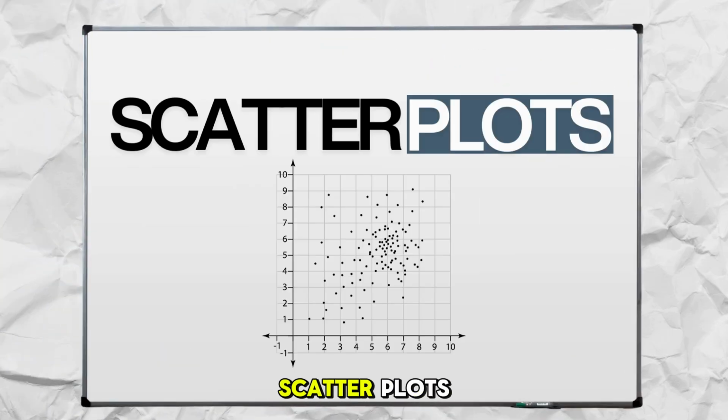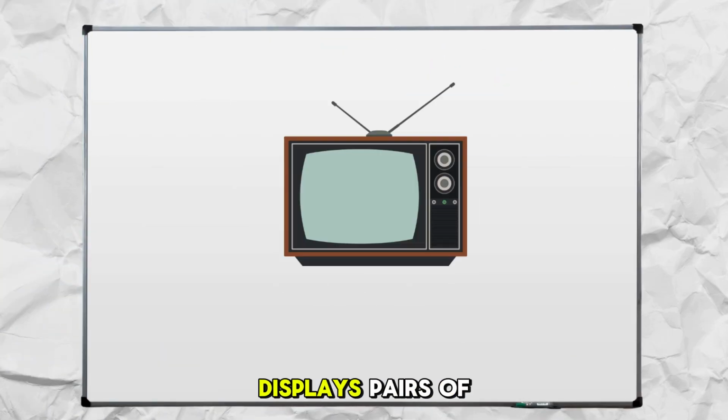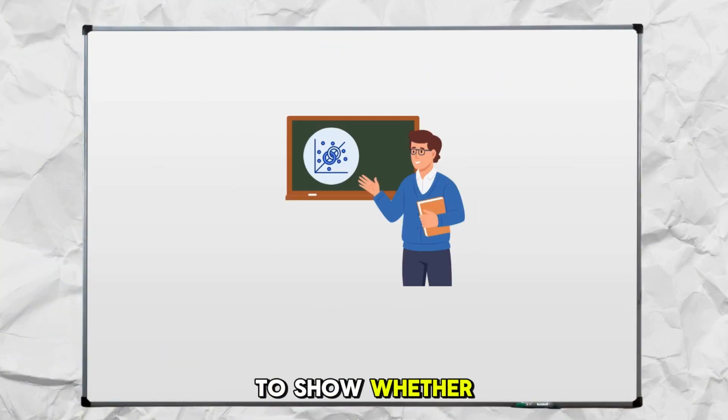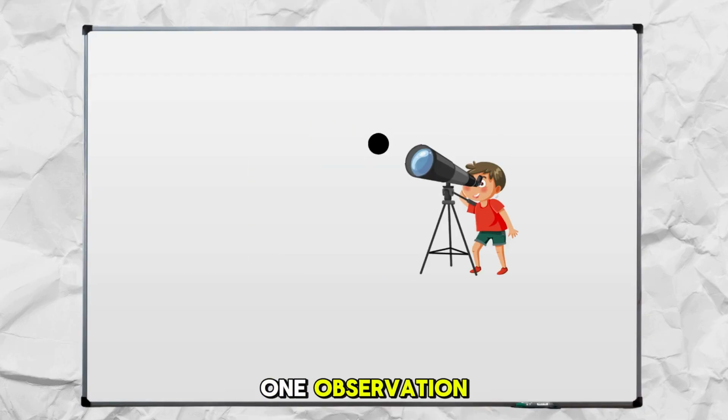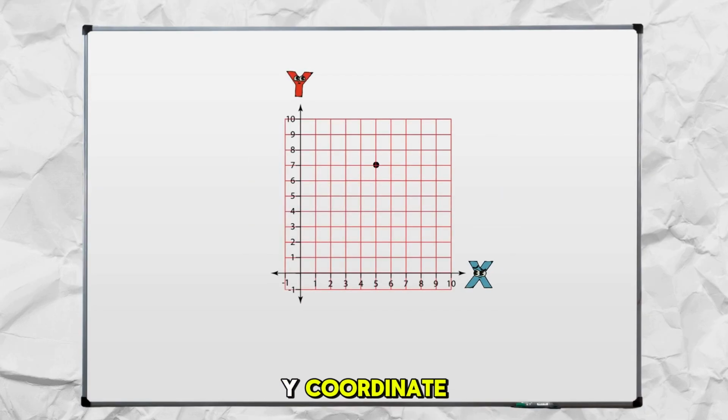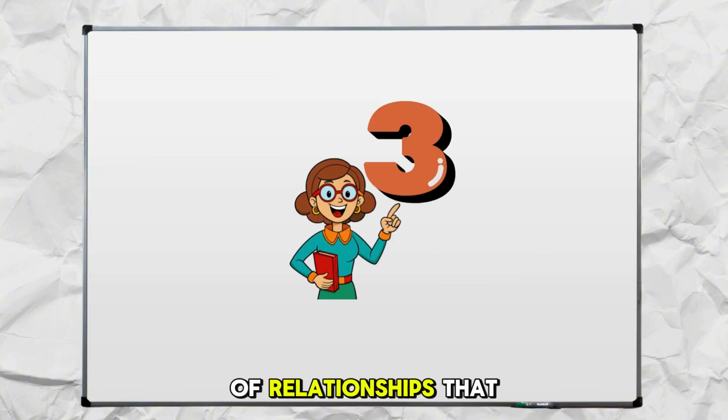Let's go ahead and go over scatter plots. A scatter plot displays pairs of numerical values to show whether and how two variables are related. Every point on the plot represents one observation with an x coordinate and a y coordinate. Now there's three kinds of relationships that these variables can have.